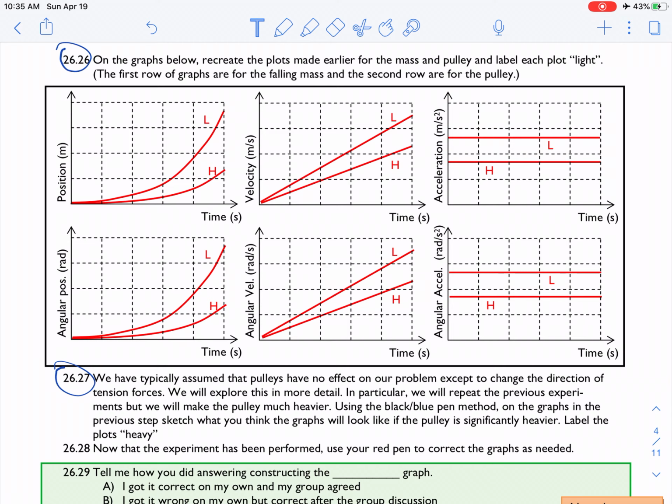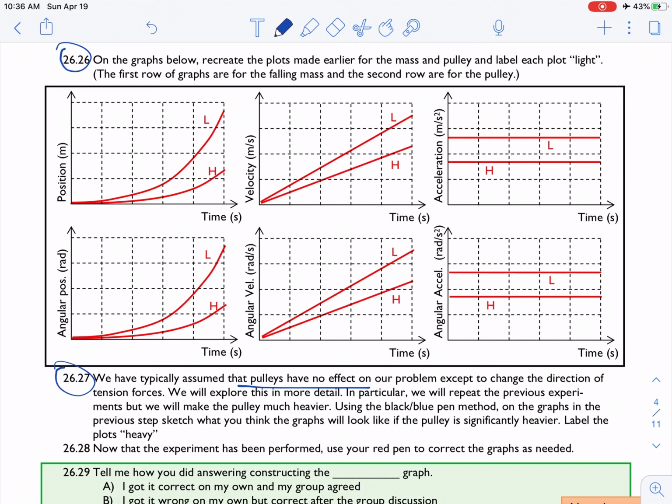And now we are looking at the effect, because when they were ideal, they had no effect on our problem, right? Except to change the direction of the tension and such. But now they are doing something else, and we are investigating that. So if you assume the same stuff, what we've done so far today, but you have a heavier pulley, how would your plots change?